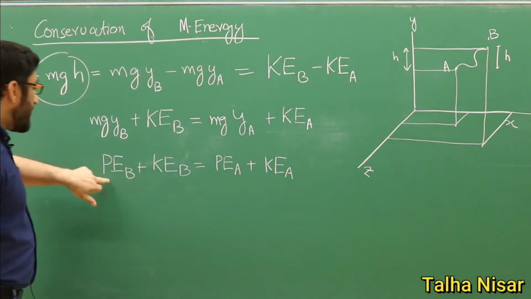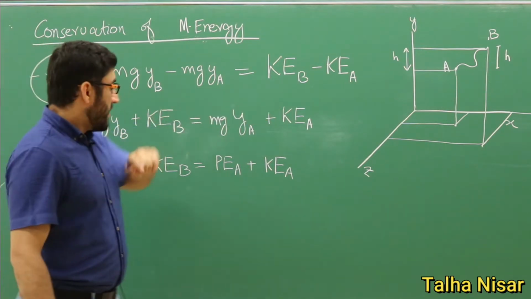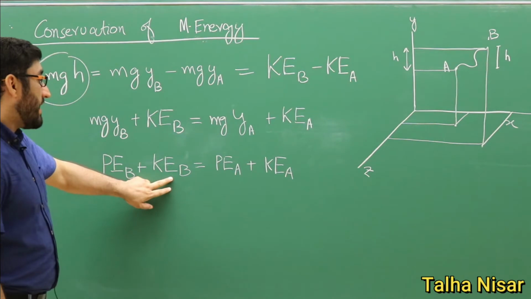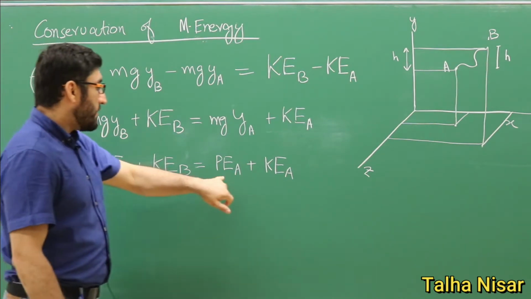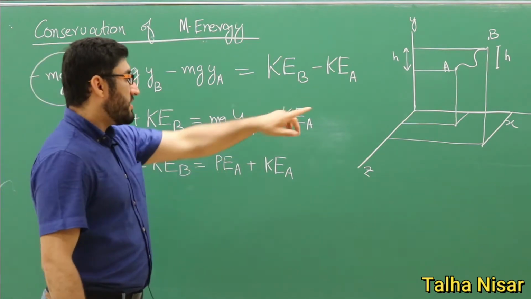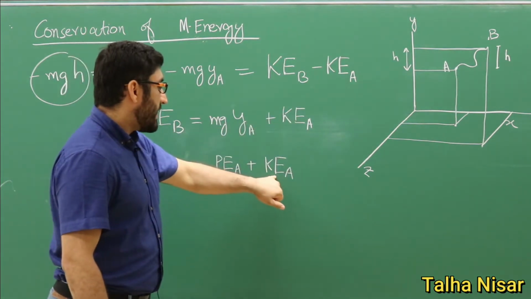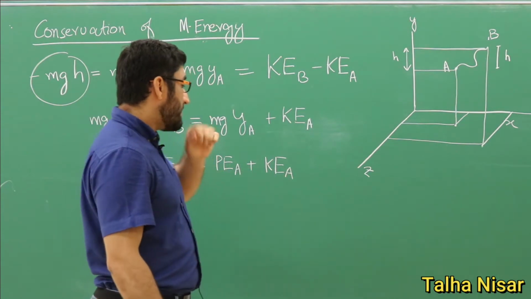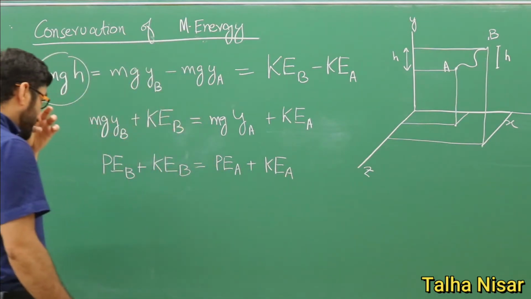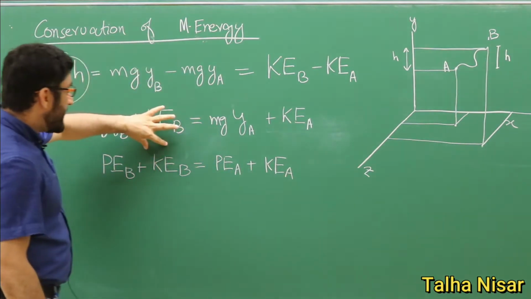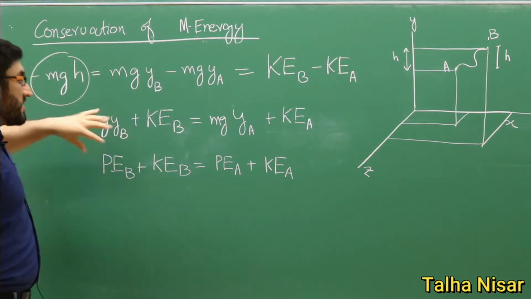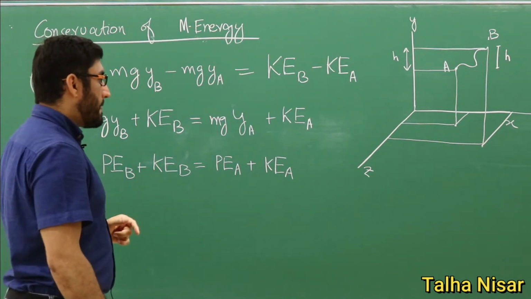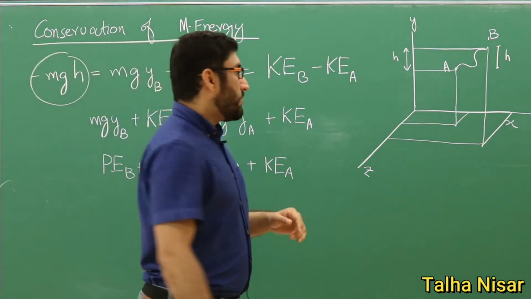So what we see here is the relation for the conservation of energy. The potential energy of this system at point B plus the kinetic energy at point B is equal to the potential energy at point A plus the kinetic energy of this object at point A again. So the individual kinetic energy or the individual potential energy may change, but the total energy is always conserved. So this is called the gravitational potential energy.